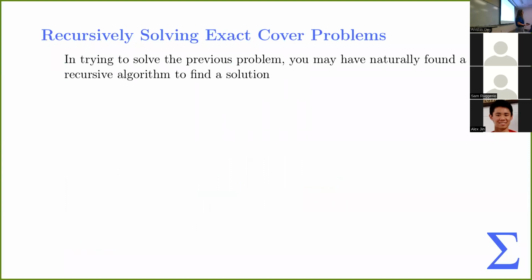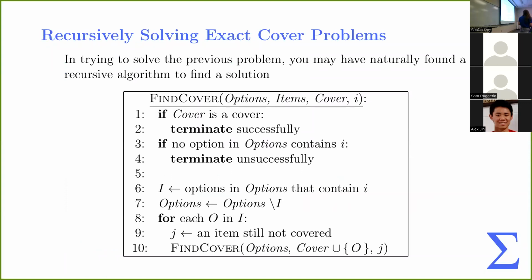We talked about how to solve this recursively last week. We have our items, we have our options, we have our existing cover, and we have I, which is the item we're trying to cover. If cover is a cover, then we're done. If we can't cover I, then we can't solve it, so we need to terminate unsuccessfully and go back.